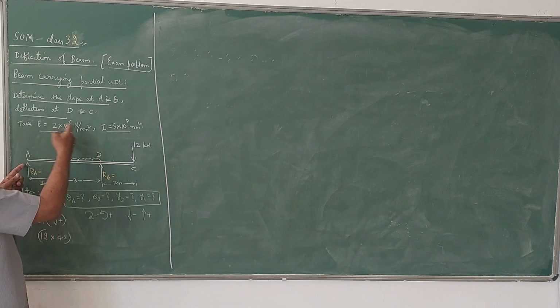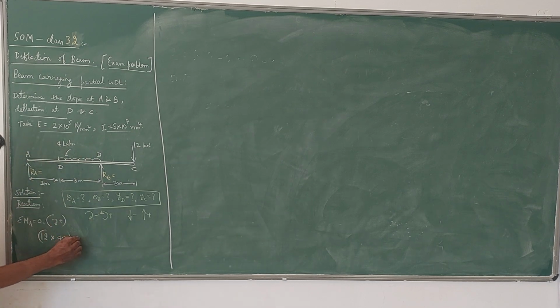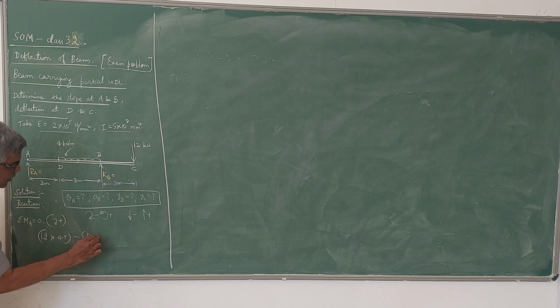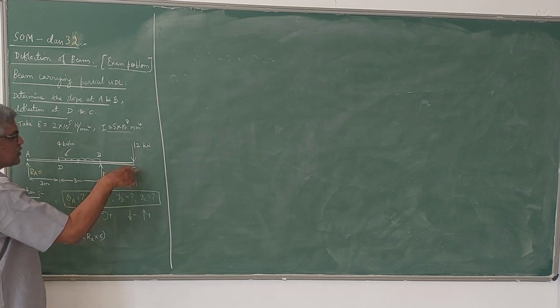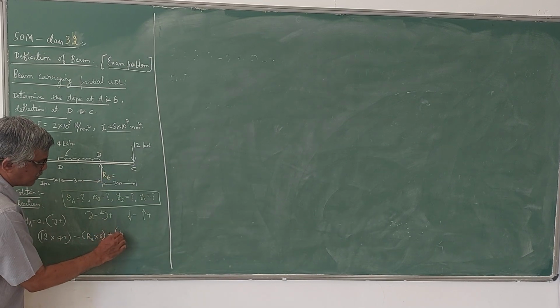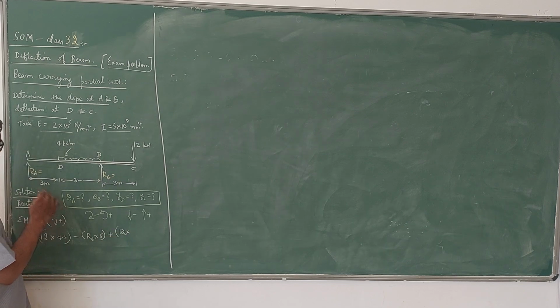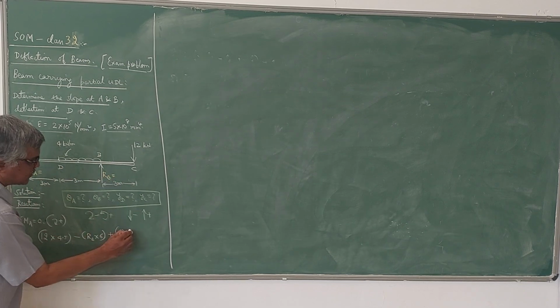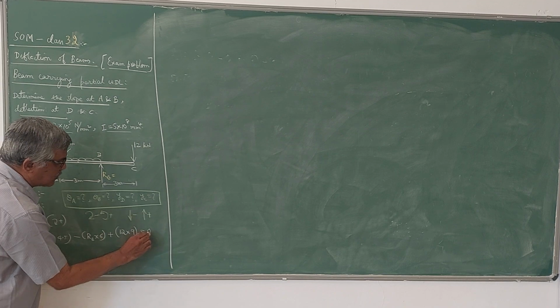Then moment due to this RB reaction is anti-clockwise. So minus RB into distance from A to B, which is 6 meters. Then moment due to this 12 kN is positive. So plus, it's clockwise, 12 into distance from A to C, which is 9 meters. So this should be equal to 0.